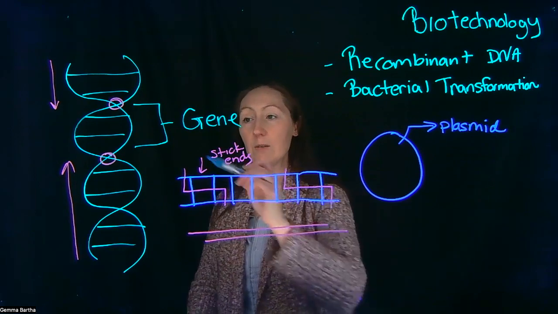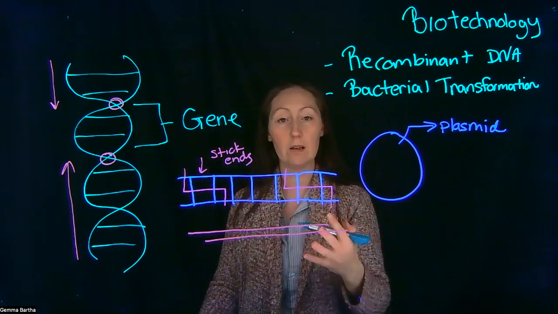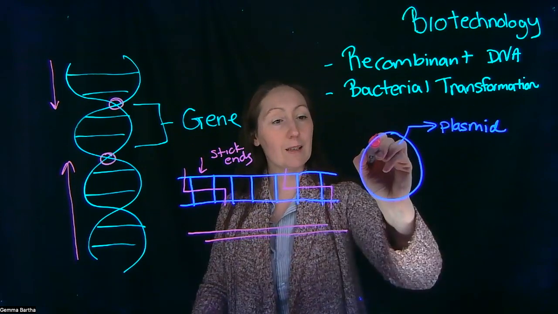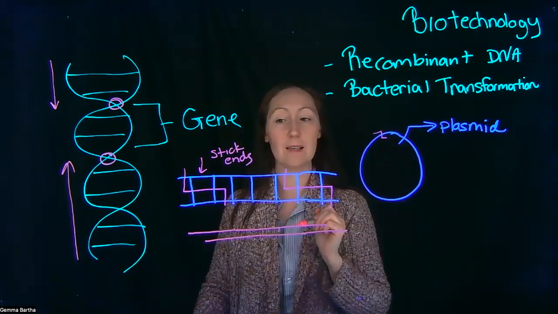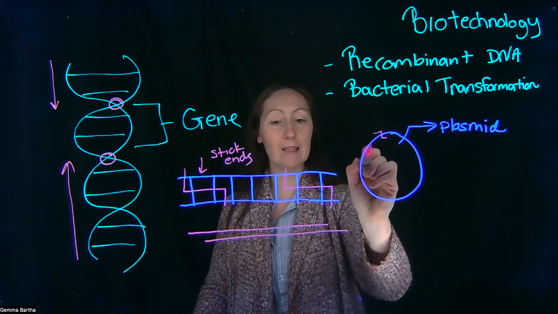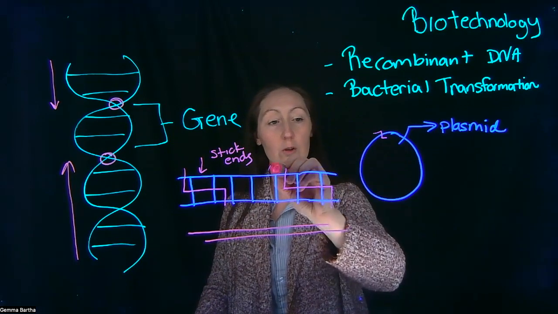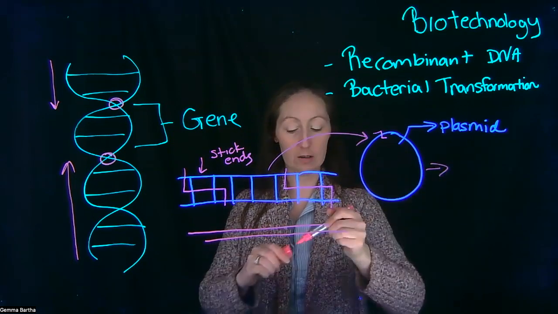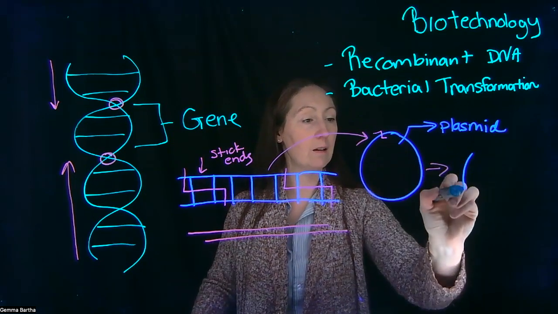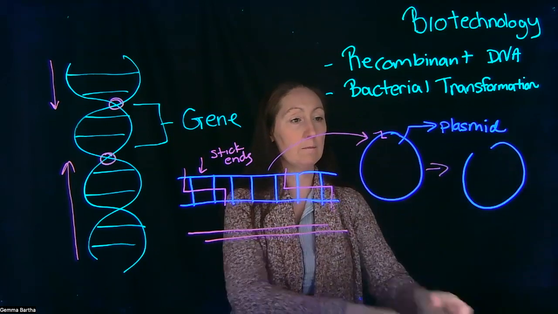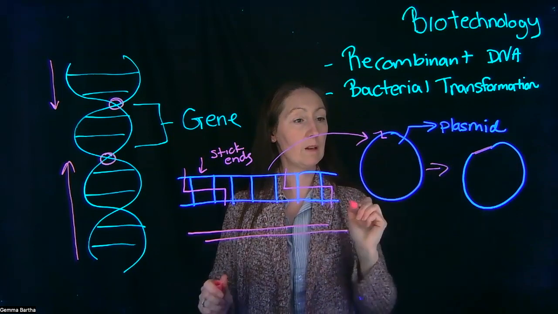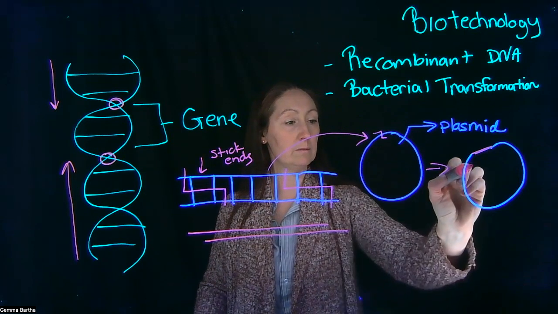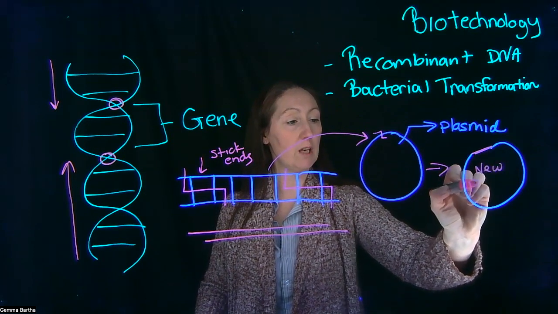Okay. And so the restriction enzyme that was used to cut your cellular DNA is now going to be used to cut your plasmid. So it's going to cut just like this. And it's going to leave those same sticky ends, which is going to allow you to put this cellular DNA inside of your plasmid. This is now going to look something like this. Right? So this is your new genetically engineered plasmid with the gene of interest.